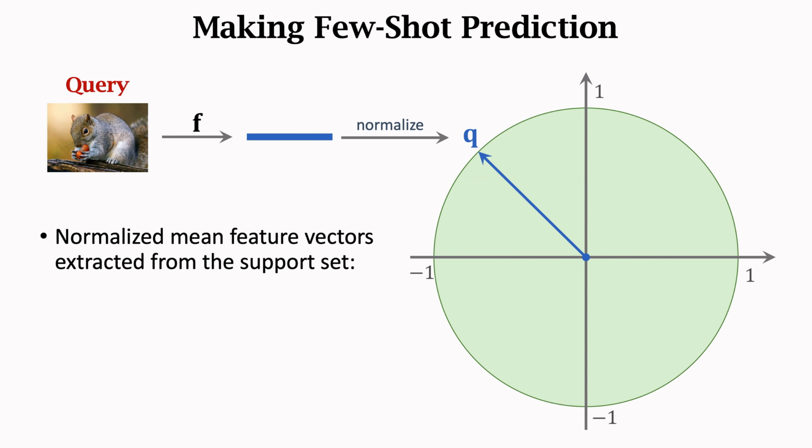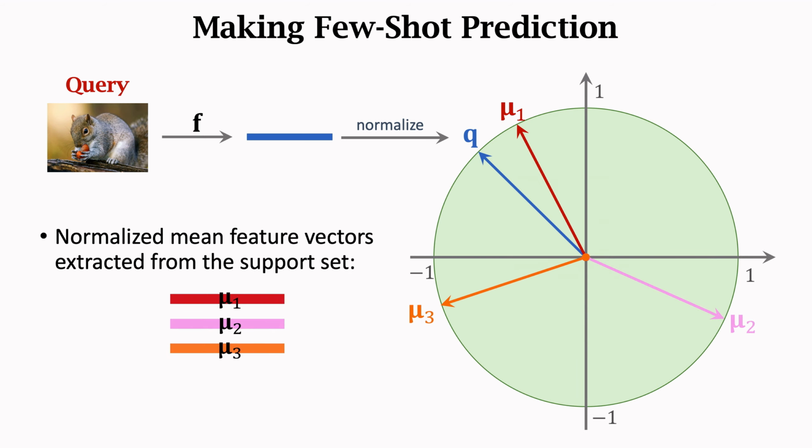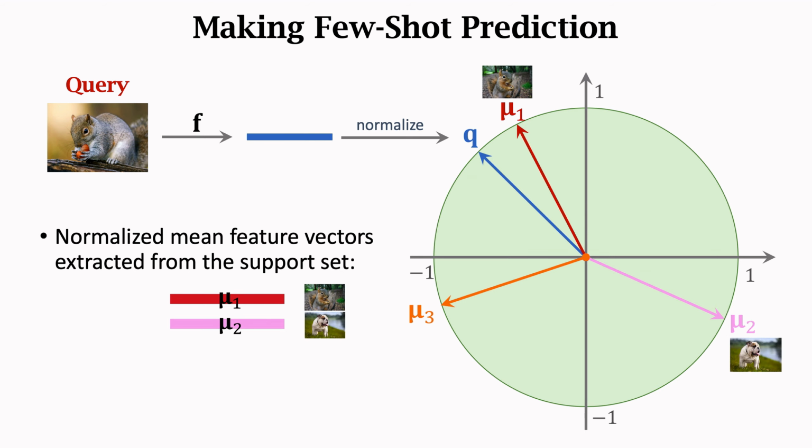We have mapped the support set to 3 vectors. They are mu1, mu2, and mu3. They are unit vectors. Each mu vector represents a class. mu1 represents squirrel. mu2 represents bulldog. And mu3 represents puffin. Let matrix M be the stack of the 3 mu vectors. mu sub 1, mu sub 2, and mu sub 3 are the rows of matrix M.